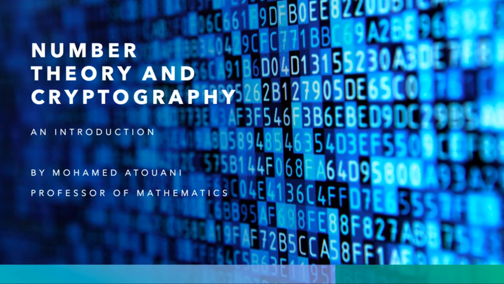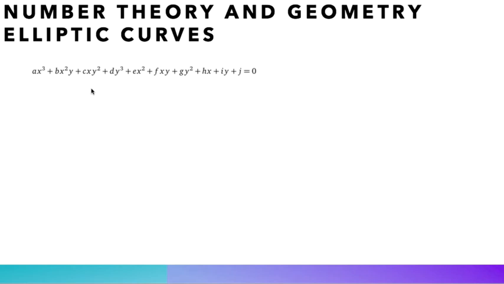In this part 4, we will investigate cubic curves and in particular elliptic curves and their link with number theory. Cubic curves in the plane are defined by equation of 2 variables like the one you can see on the screen. Here we are interested in equations with integral coefficients, which means that a, b, c, d, e, f, g, h, i, and j are integers. To ensure to get a curve of degree 3, we must have a, b, c, and d not all 0.